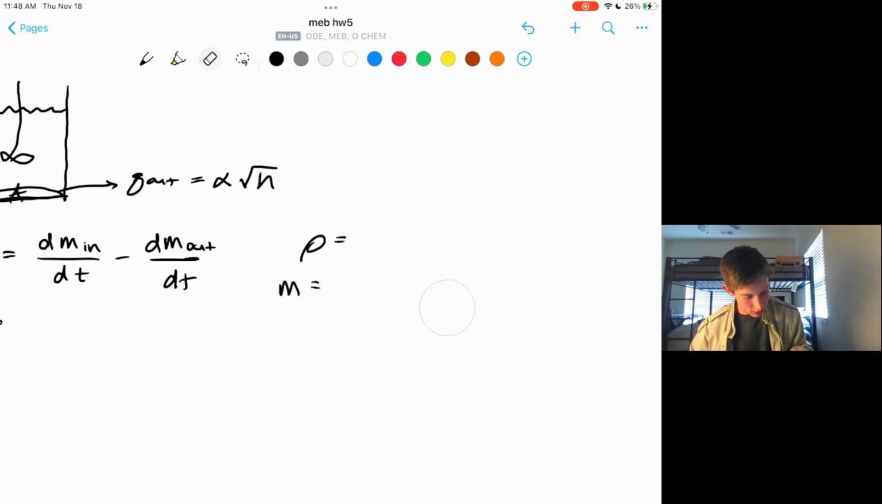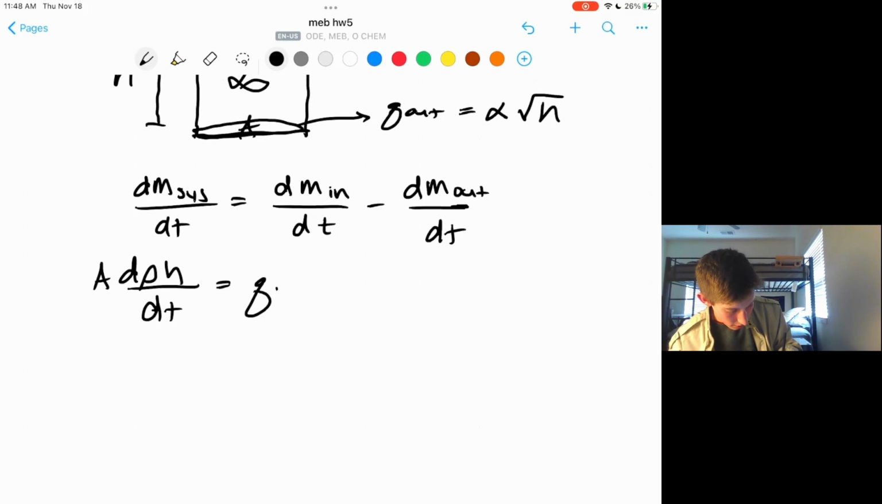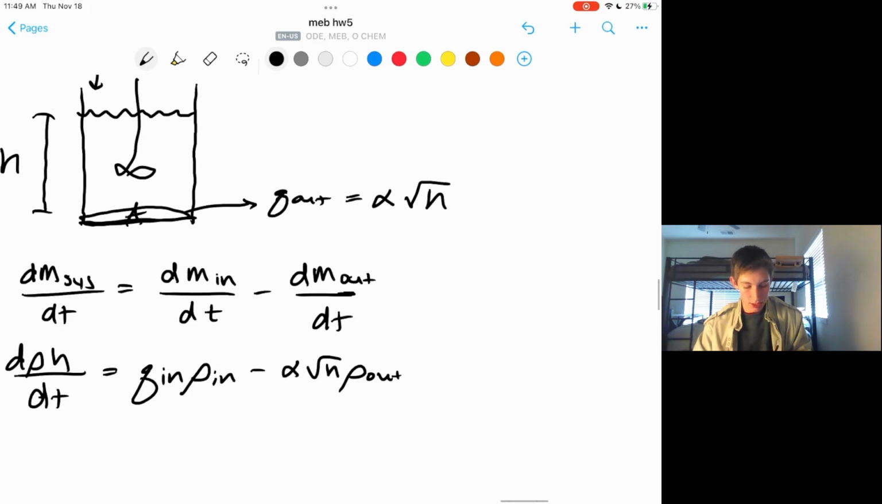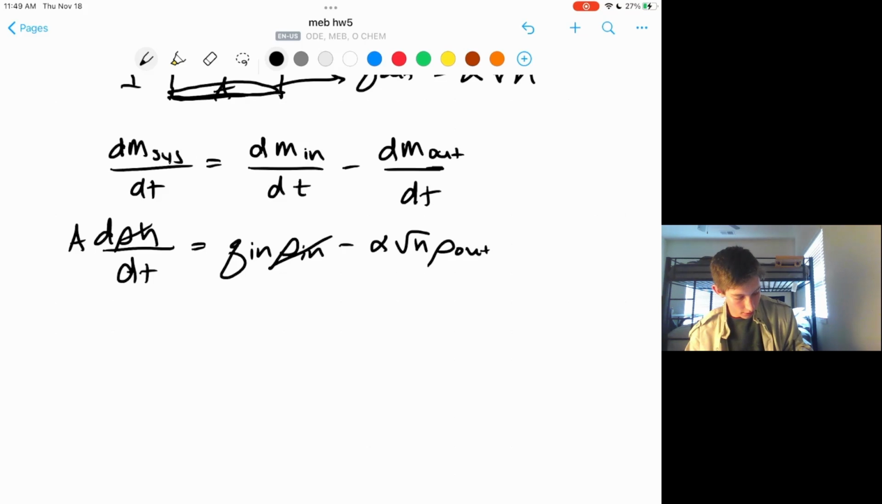I'm going to erase this just to clear up some space. Like I was saying, we can multiply the flow rate going in times the density going in. And then same thing here, except we're going to use alpha times the square root of h as the flow rate going out. So we'll say alpha square root of h, and then times the density going out. For simplification, we're going to say that the density of the whole system is the same as the density of the water going in and the density of the water going out. So these cancel, and then we're left with this.